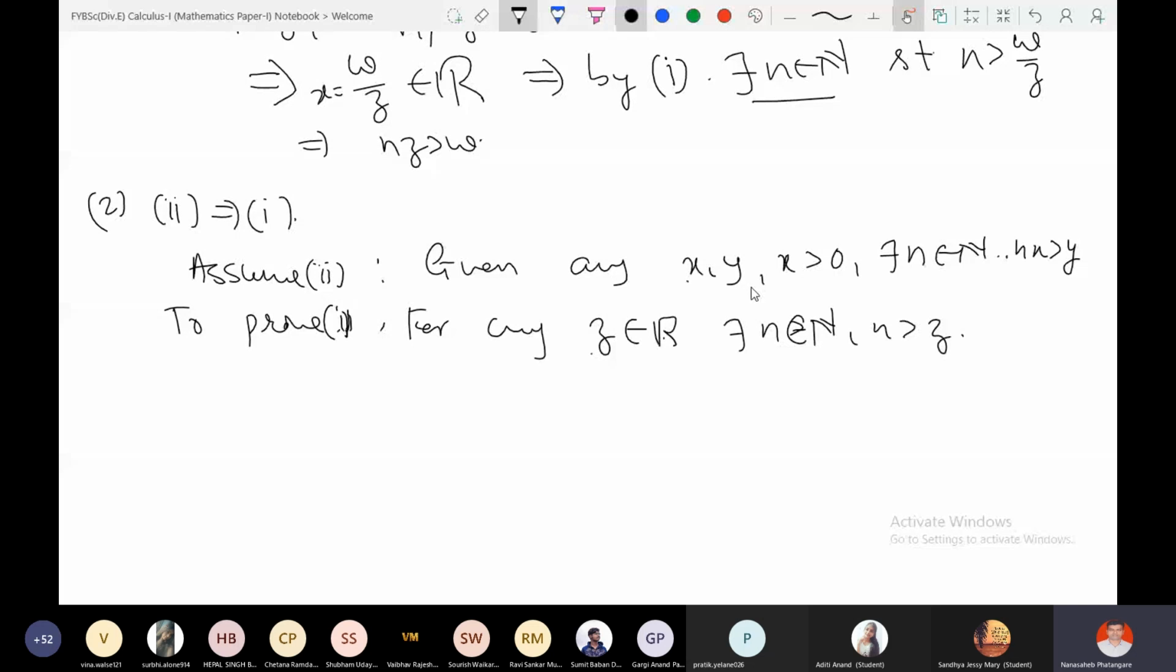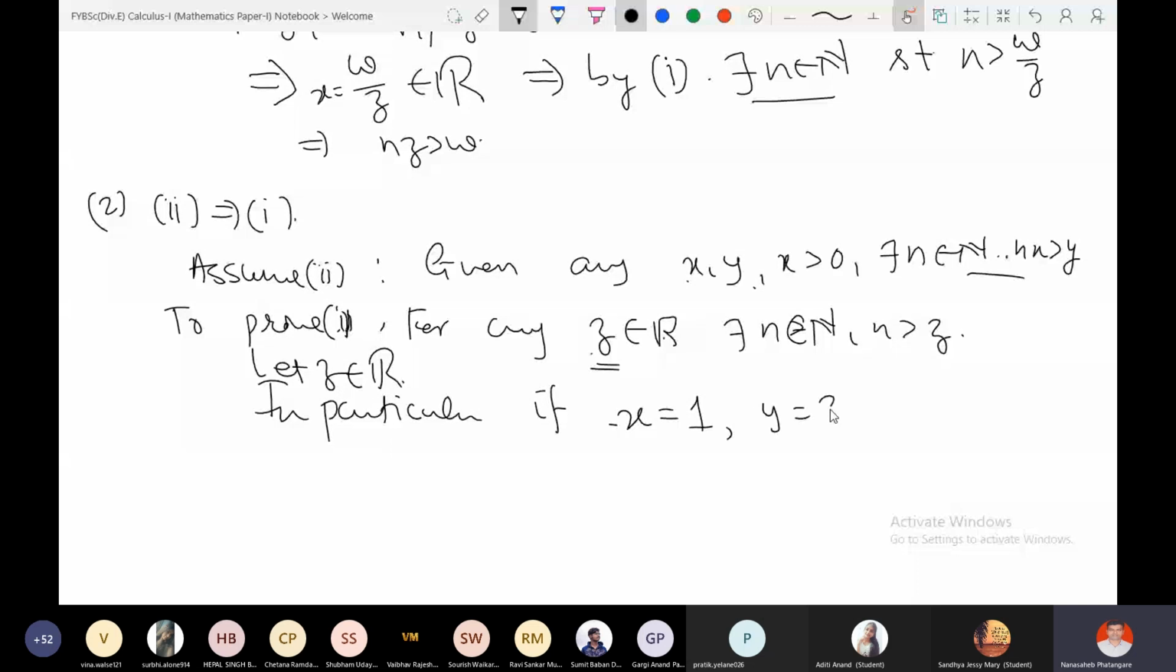Now you choose any z. So in particular, let us choose any z from the real numbers. If x is equal to 1 and y is equal to z, by assumption what happens? There exists n such that nx is greater than y. That means n into 1 is greater than z. That means n is greater than z. So is it clear now? Is this clear?